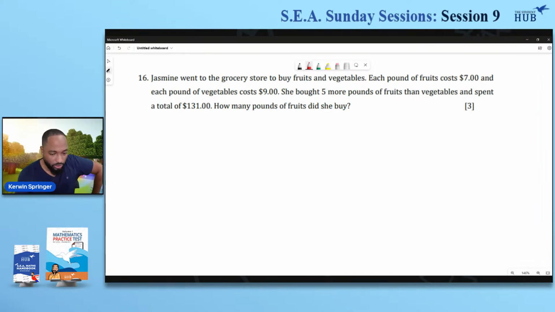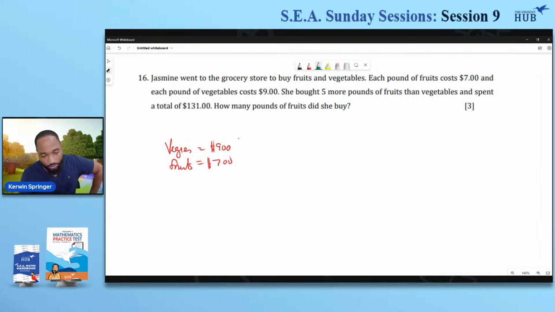So I told you, usually when CXC brings these questions with money, unequal sharing involving money, you have to remove the excess money. Pretend both of them cost the same amount. The fruits cost $7, but the veggies cost $9. You see what the excess is there?